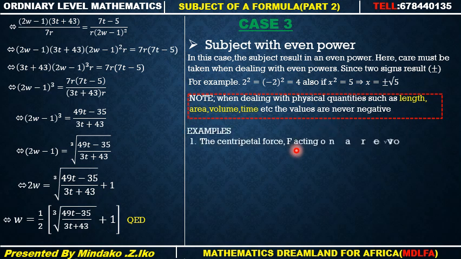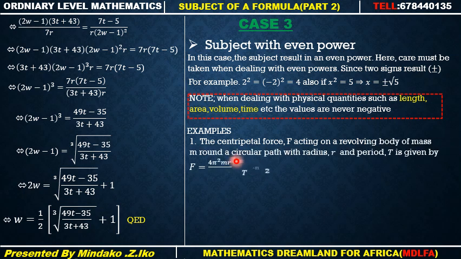All right, so let's look at some of the examples under subject with even powers. Example 1. The centripetal force F acting on a revolving body of mass m around a circular path with radius r and period t is given by F equals 4 pi squared mr divided by t squared. Now the question is, make t the subject. Okay, so let's look at the solution.